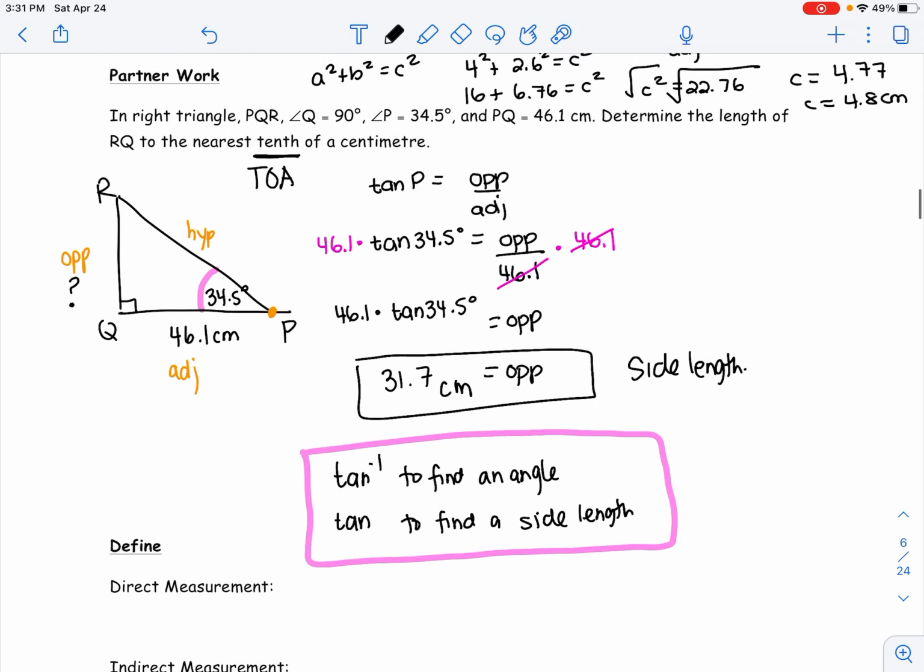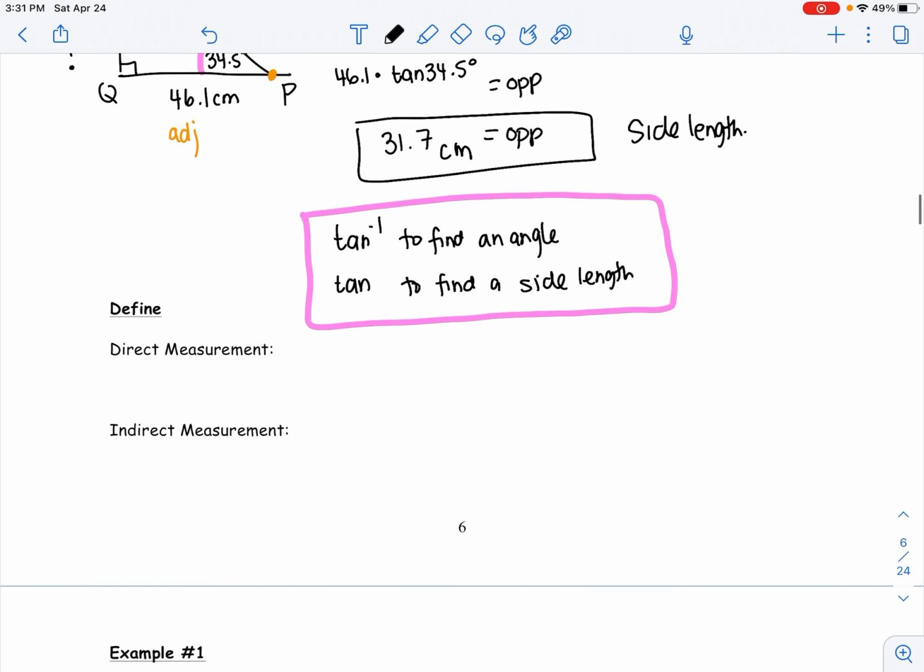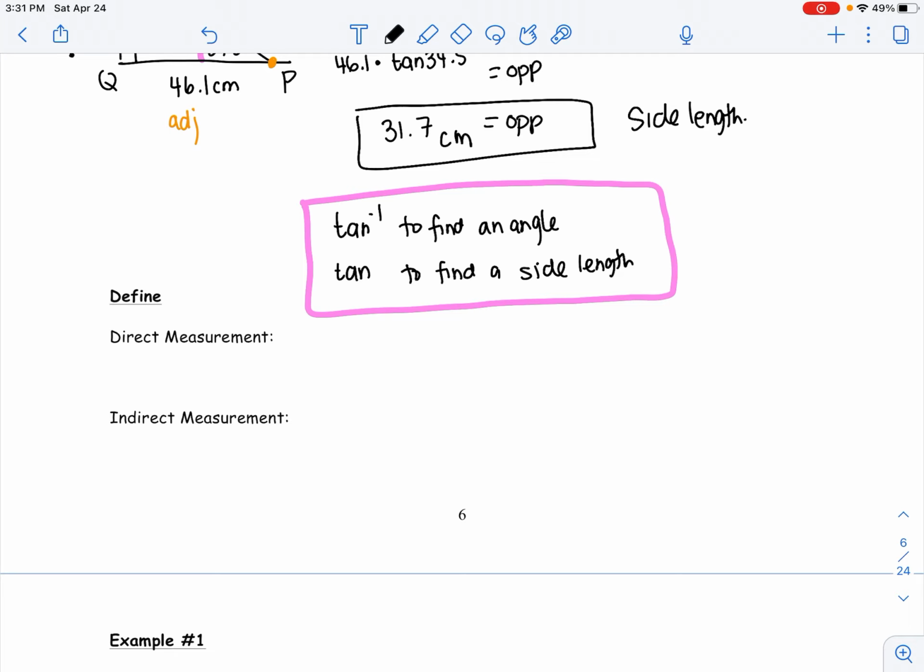Tenth means one number after the decimal. So when they say direct measurement, this is actually when you take a measuring tool, and you use a measuring tool to find a length or angle.